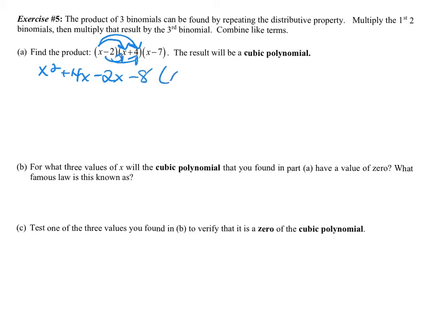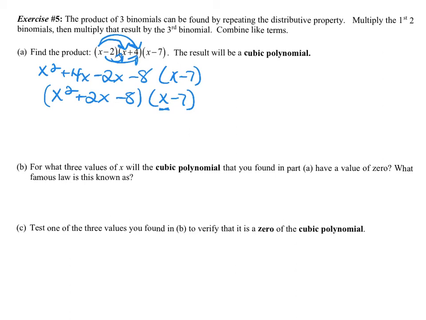And I'm just going to bring down my x minus 7 so I don't forget about it because I haven't used it yet. I'm now going to combine like terms, so 4 minus 2 is 2 minus 8. And now this should look like what we did in exercise 3, where we have a binomial being multiplied by a trinomial. I like my binomial to be first. I like to take my x here and distribute it 3 times. Same thing with the negative 7.